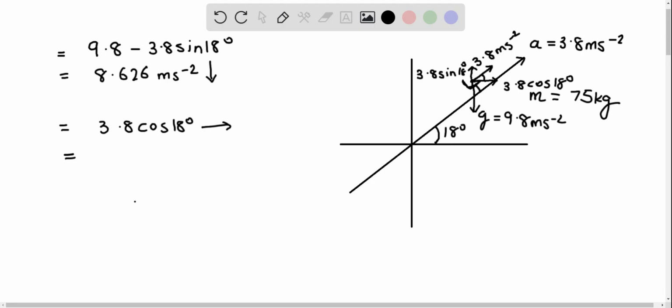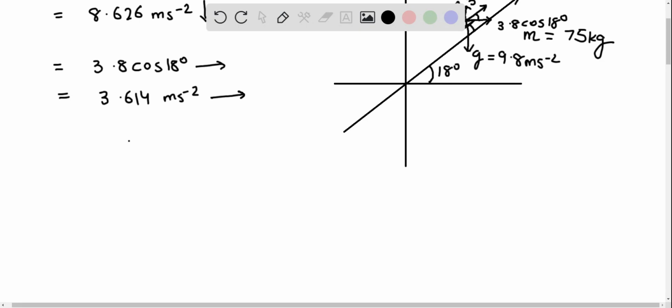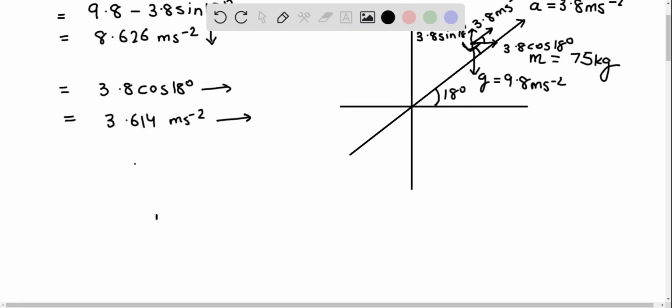We'll evaluate this expression as well, and that gives 3.614 meters per second squared of acceleration in the rightward direction. So the total acceleration that's exerted by the cockpit looks something like this. There's the vertically downwards component, that's 8.626 meters per second squared, and then there's the rightward component, which is 3.614 meters per second squared.